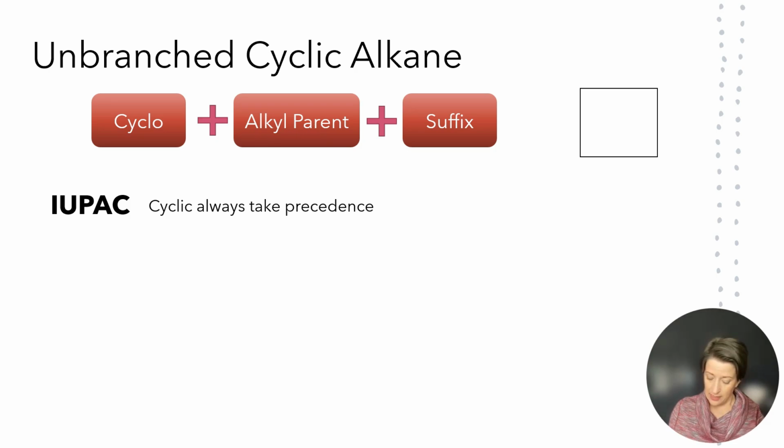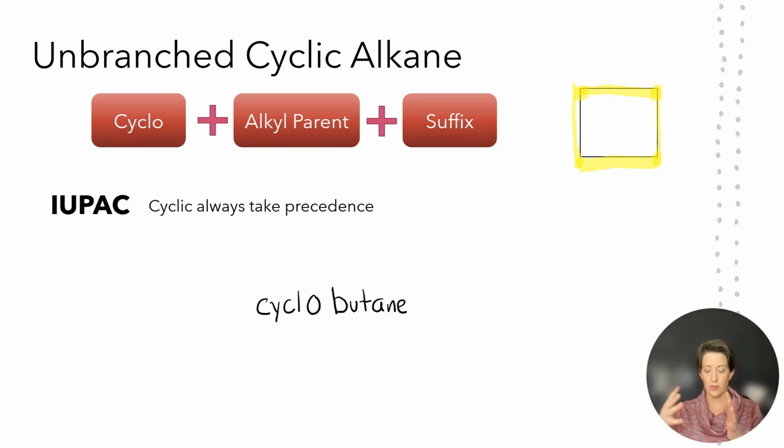Looking at our ring, each corner represents the carbon that is there. So we start 1, 2, 3, 4. There are 4 carbons. It's a square. 4 is represented by but. Our suffix, because they're all single bonds, is ane. And because it's in a ring structure, we need to add cyclo in front of it as one word. Write them together. Cyclobutane is different than butane.